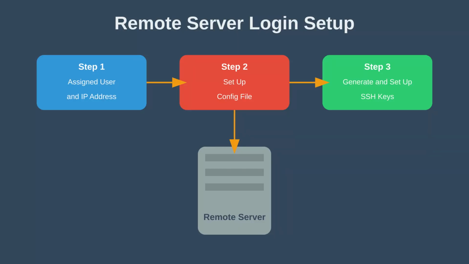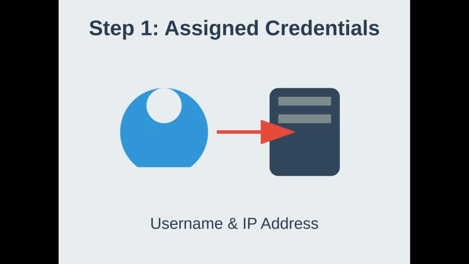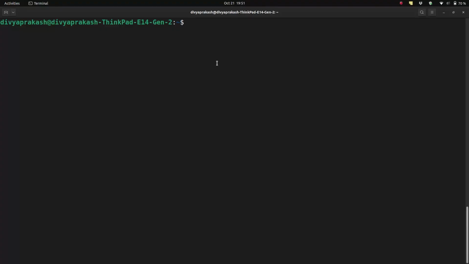So let us look at how we are going to do this step by step. Step 1 is the process that most of us usually follow, in which we just use the username that's been assigned to us and also the IP address to log into the system. This is the simplest way of logging in using SSH.